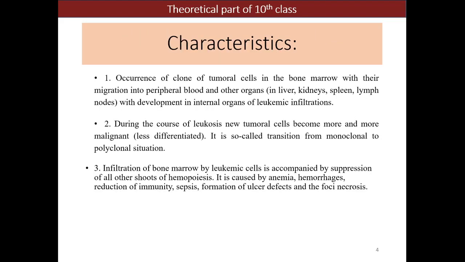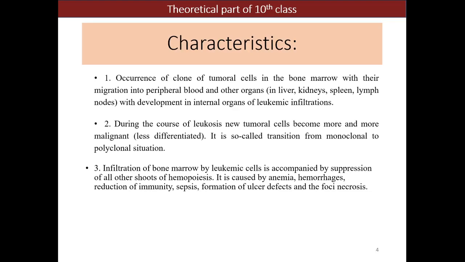But all leukemias are characterized by occurrence of a clone of tumoral cells in the bone marrow with their migration into the peripheral blood and other organs. So the localization of tumoral cells in our organs should be examined like a metastatic process. We may see some metastases in the liver, kidney, spleen, and lymph nodes, with development of leukemic infiltrations in internal organs. I should repeat that leukemic infiltration is an example of a metastatic process here.